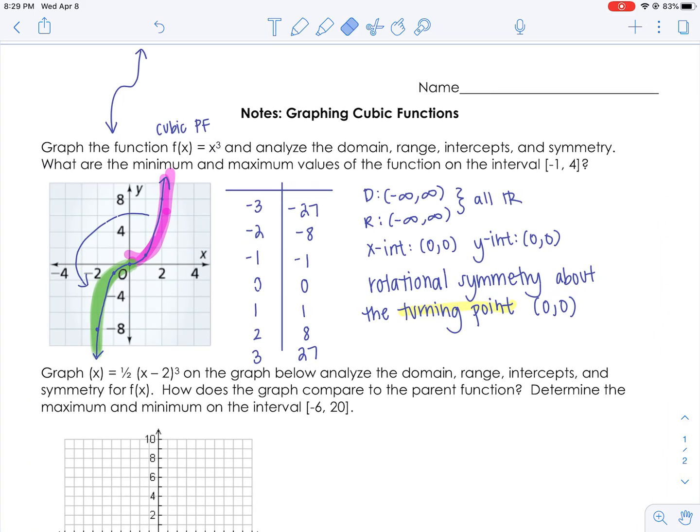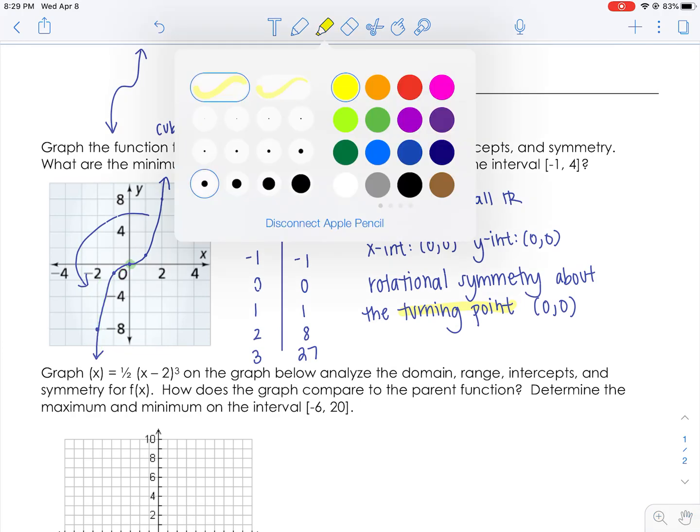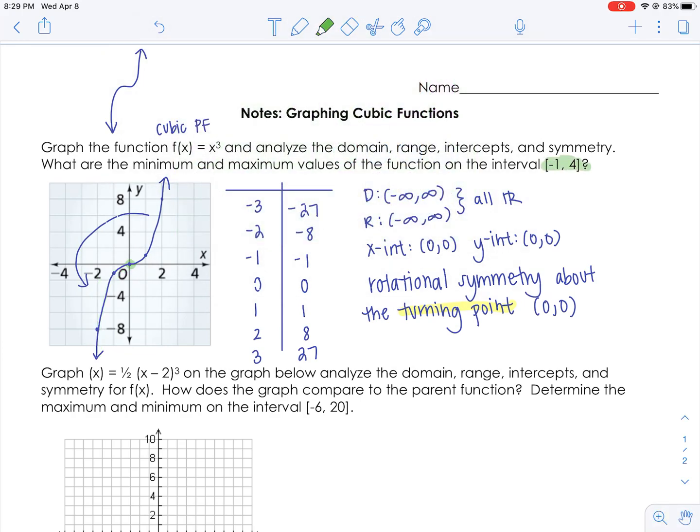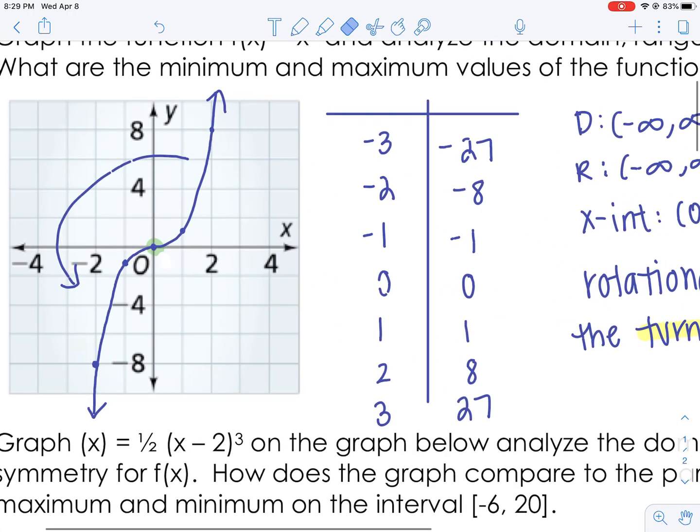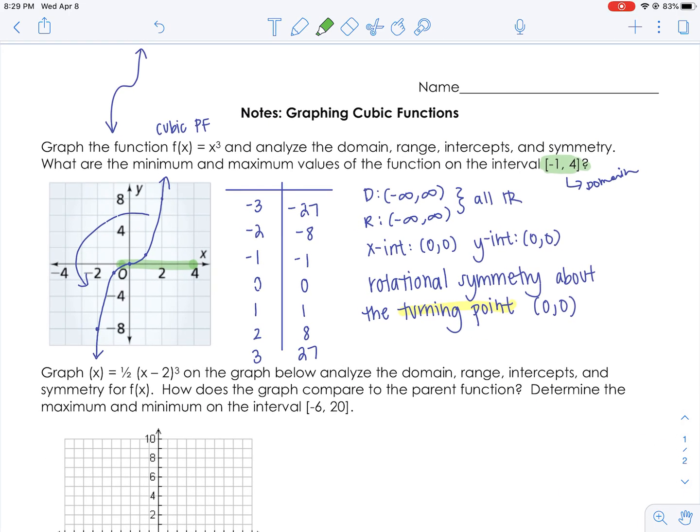Now it just wants to know what are the maximum and the minimum, and it gives us the interval from -1 to 4. So that's like saying if my domain is -1 to 4. So if my domain goes from -1 would be right here to 4 over here, what's your minimum, what's your maximum?